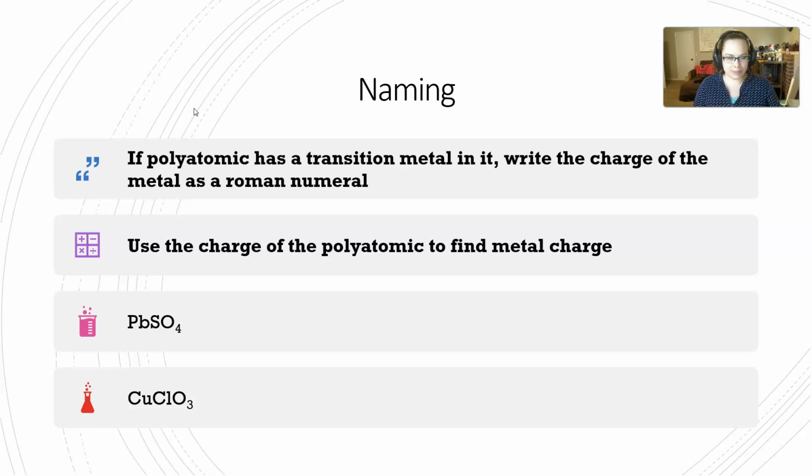So let's look at two examples here. We have PbSO4, which is lead sulfate. It doesn't tell you what the charge of lead is, but sulfate has a charge of -2. And in order for that overall molecule to be neutral, that means lead has to have a charge of +2. So when we write that, we would write it as lead, Roman numeral 2, sulfate. Just like that. Okay, let's try the second one. That one's copper chlorate. So chlorate has a -1 charge, which means in this polyatomic, copper is going to have a +1 charge, so we would write it copper 1 chlorate.